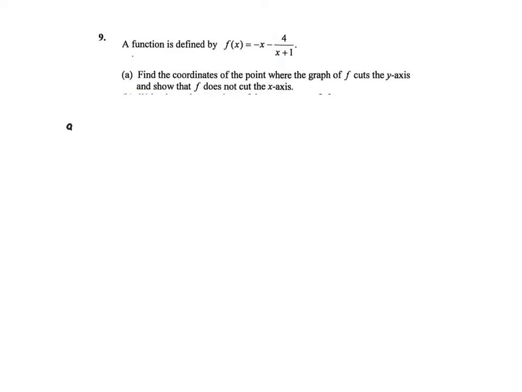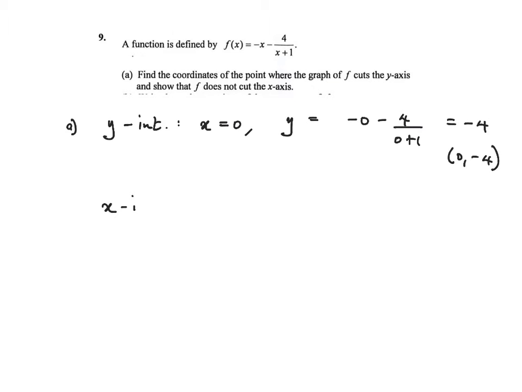So we want to find the y-intercept. The y-intercept always occurs when x equals 0. So y equals minus 0 minus 4 over 0 plus 1, which is minus 4. So we have the point 0 minus 4.